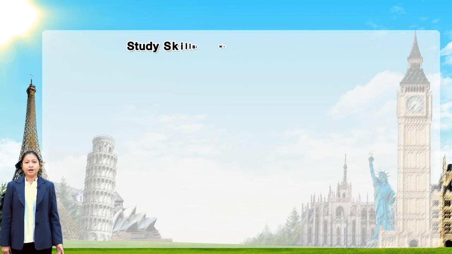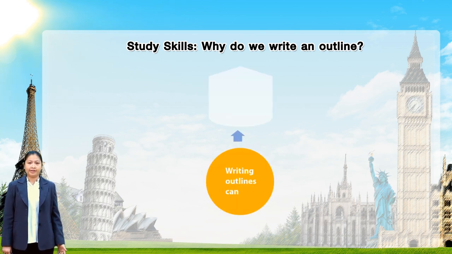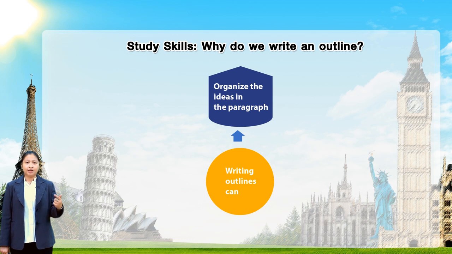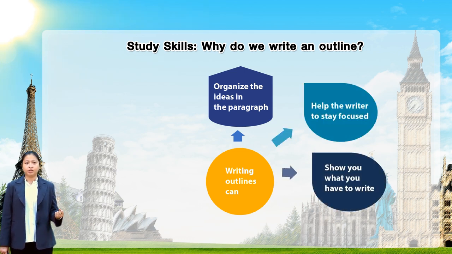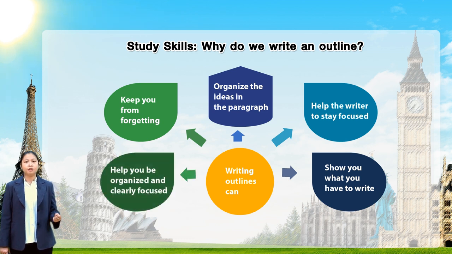Why do we write an outline? We write outlines because we need to be organized. Writing outlines can organize our ideas. It can help us stay focused. It can show us what we have to write in the paragraph, and we will go 1, 2, 3. And it will keep us from forgetting ideas that have to be included in the paragraph.